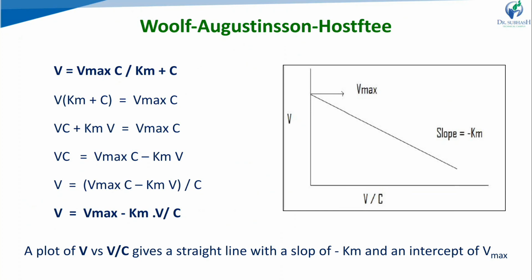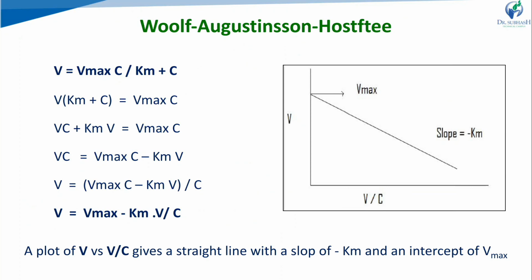So here the initial equation, V is equal to Vmax into C upon Km plus C. Then we have to go for rearrangement: Km plus C is multiplied to the other side. So V into, in the bracket, Km plus C is equal to Vmax into C. We have to separate out that bracket: Vc plus KmV is equal to Vmax into C. We have to move Km into V to the other side.